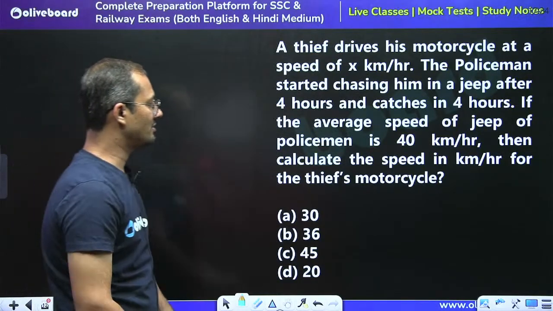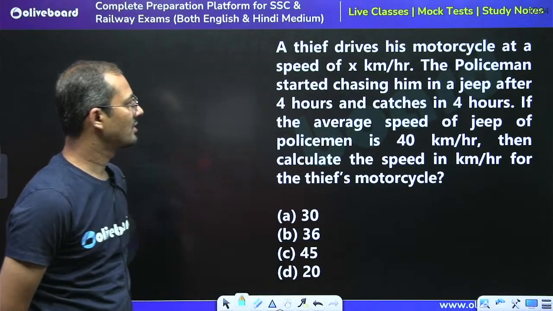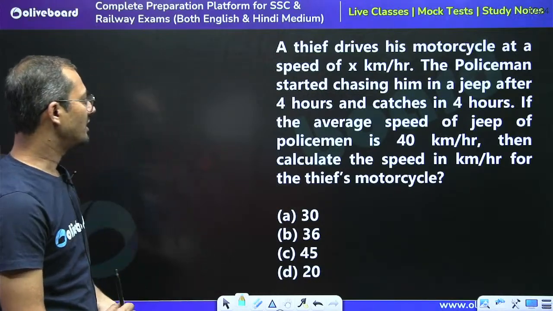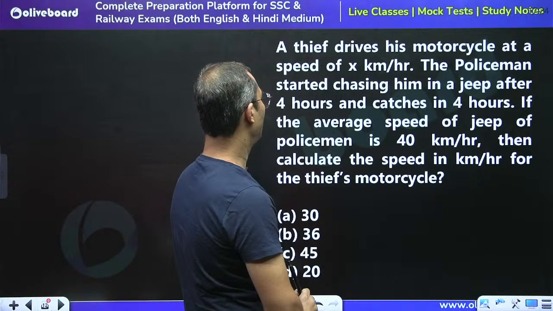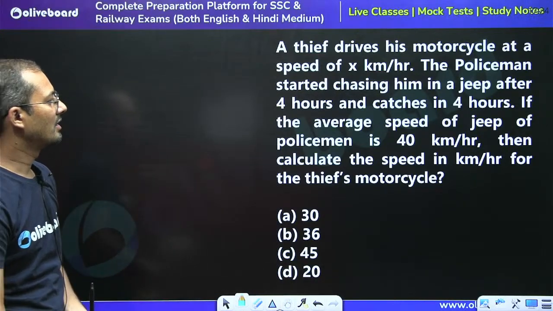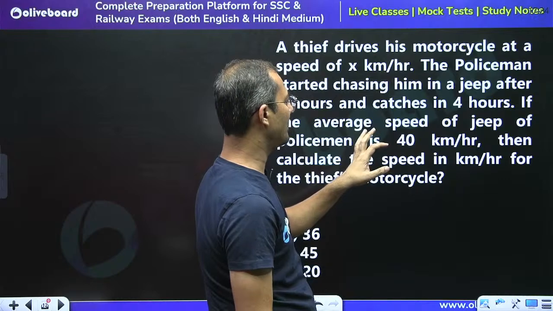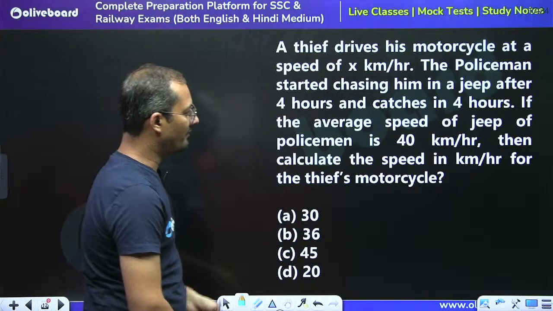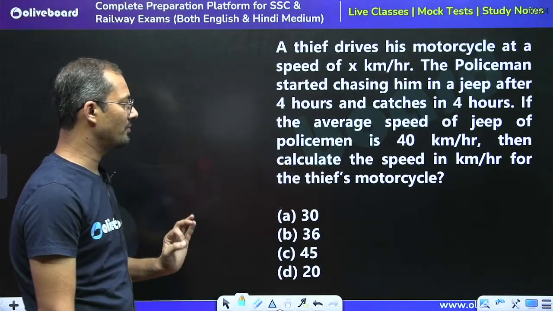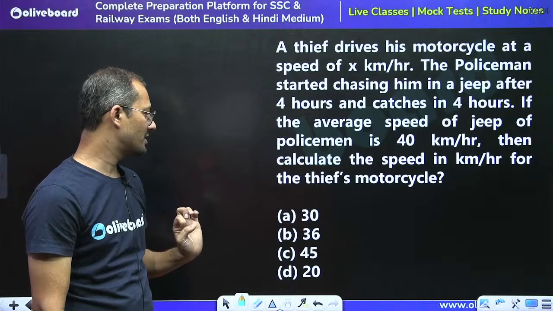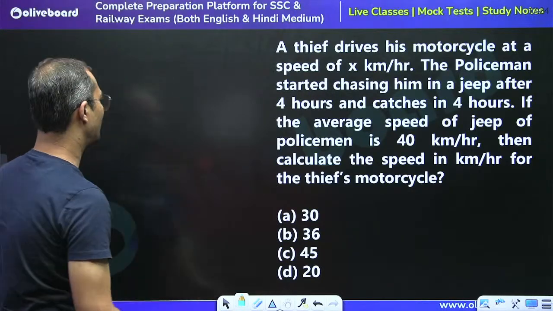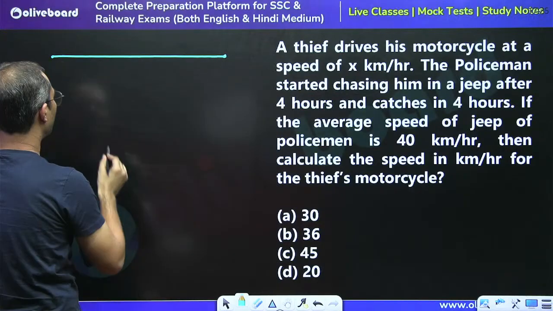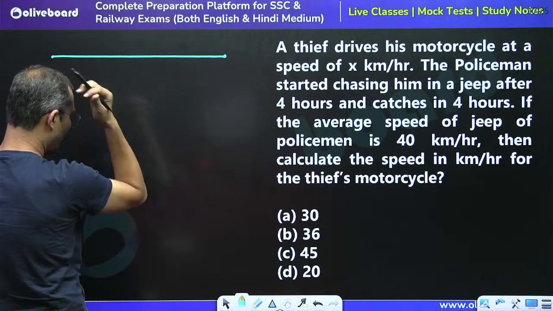Moving to the next question, tell me the answer. This is a question which is frequently asked in your exam. A thief drives his motorcycle at a speed of X km/h. The policeman started chasing him in a jeep after 4 hours and catches him in 4 hours. If the average speed of the policeman's jeep is 40 km/h, calculate the speed in km/h of the thief's motorcycle. The distance traveled by the thief and the policeman is the same, but the time taken by both is different.